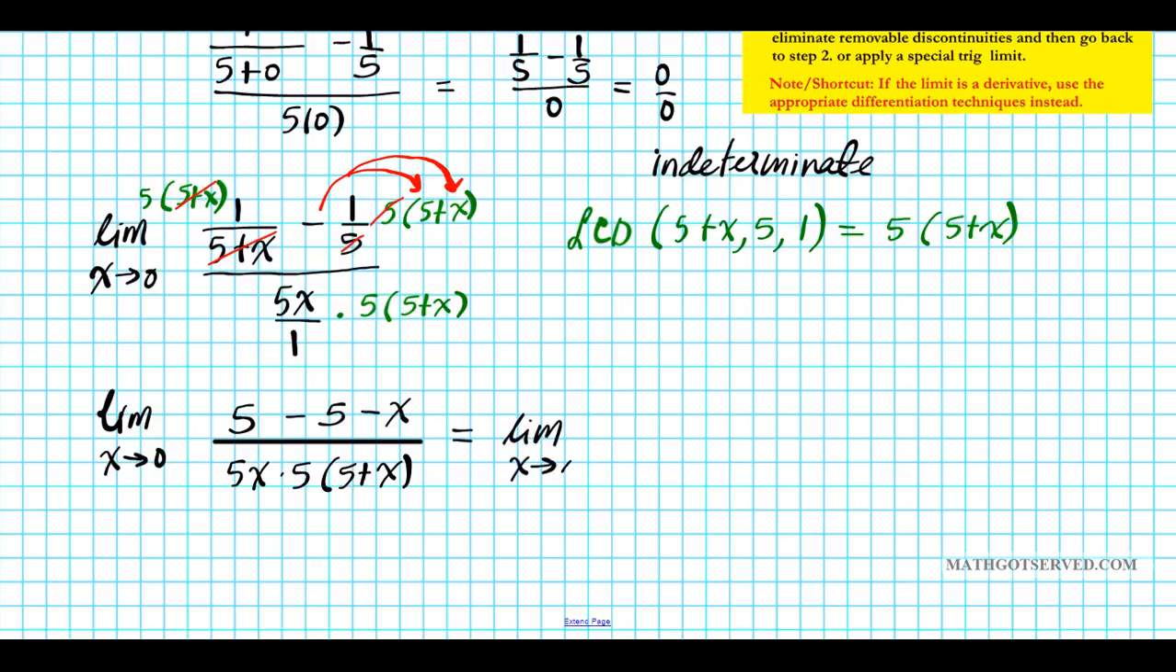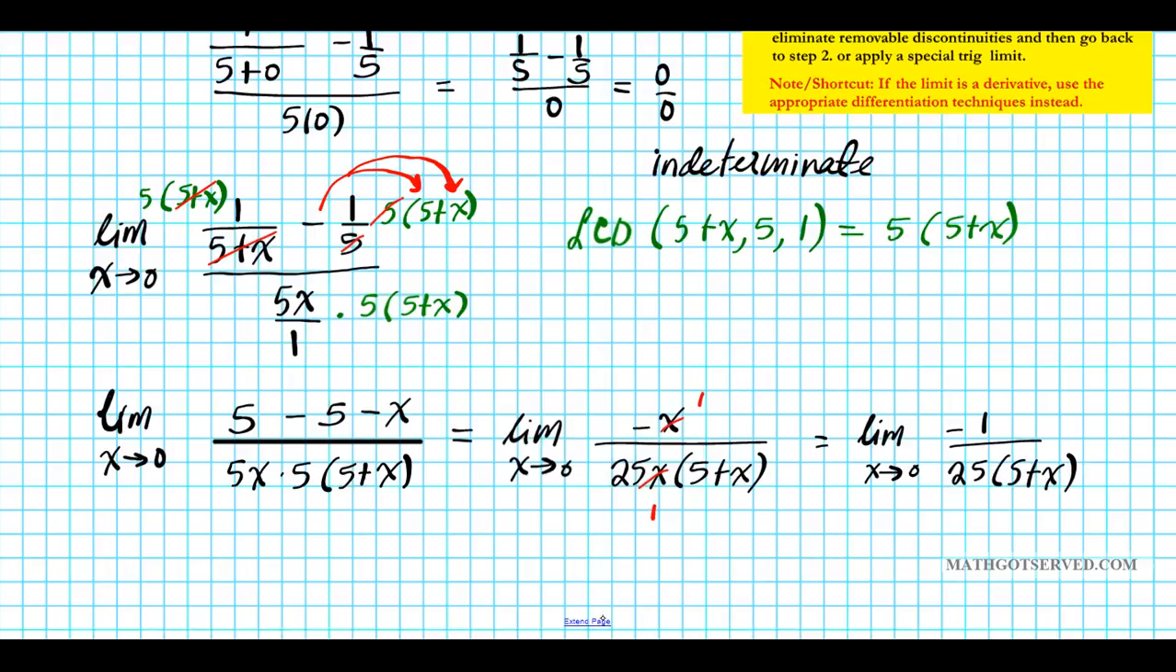The limit as x approaches 0. In the numerator, those 5's add up to 0. We have negative x over 25x times 5 plus x. Now what do you see happening here? You see that x equals 0 is a removable discontinuity, so we divide that out, and then we have the limit as x approaches 0 of negative 1 over 25 times 5 plus x.